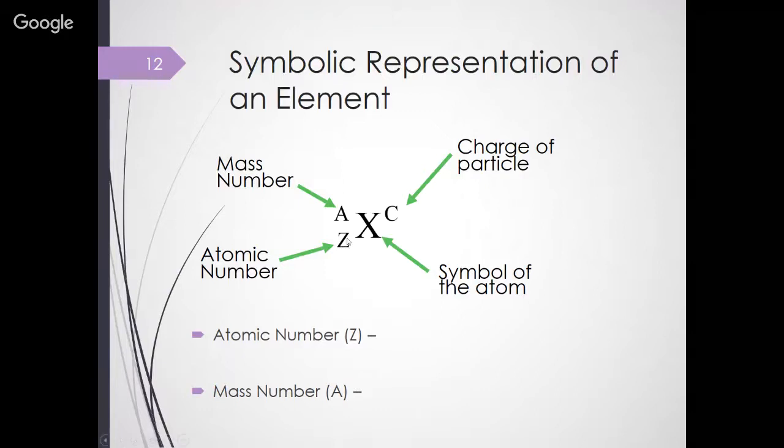Sometimes this number may not be given. However, if we know the elemental symbol, then we automatically know the atomic number because there's only one atomic number for each element. You change the atomic number, you change the element. Now, the mass number has to be a number that is given to you. You cannot guess at it. It has to be provided.